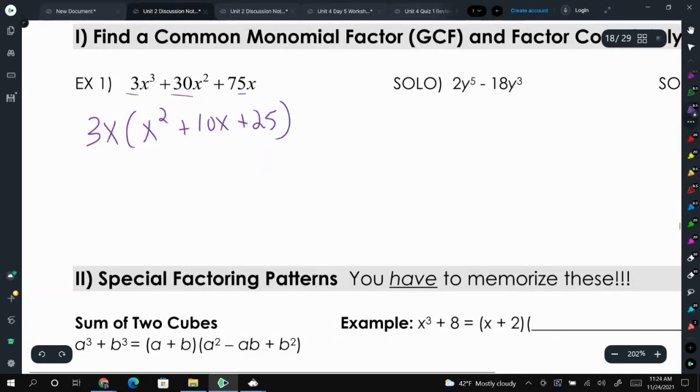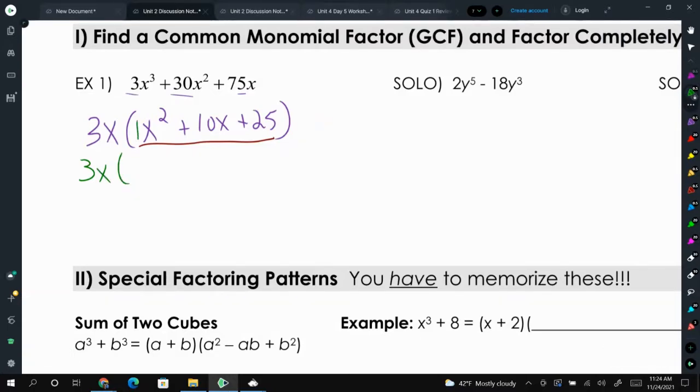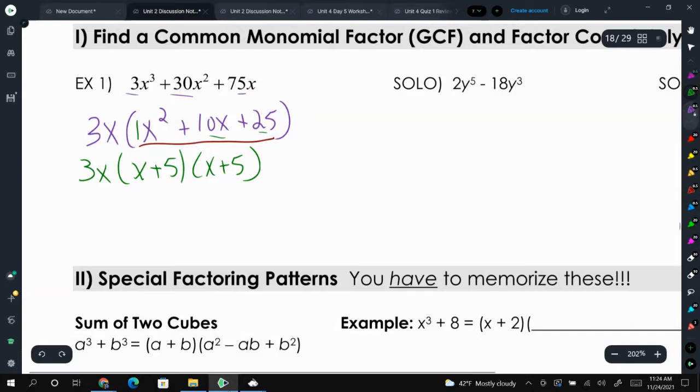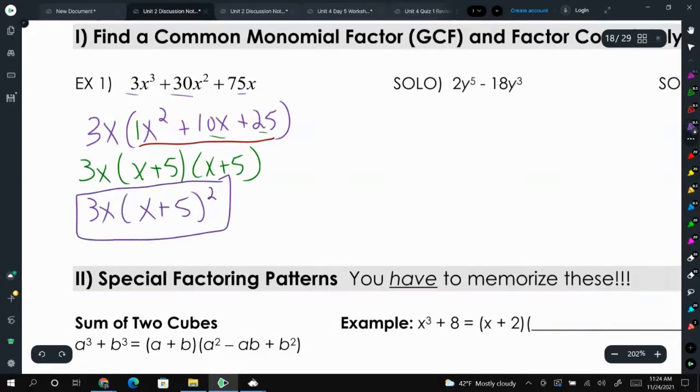Now, there's two things we can do right here. One, you could realize that this is a perfect square trinomial and go right to x plus 5, that quantity squared. Or you can always say, since our a value is 1, what two numbers multiply to 25 but add to 10? And that is 5 and 5. And then you can take this further and write this as 3x times x plus 5 squared. This is factored form.